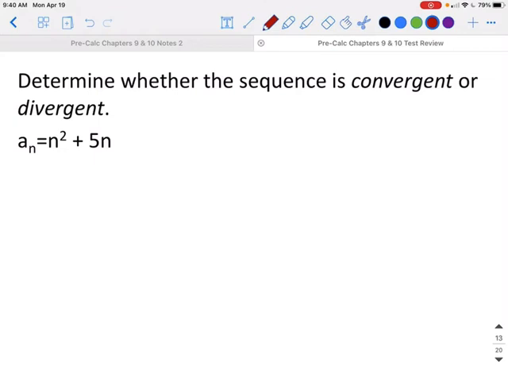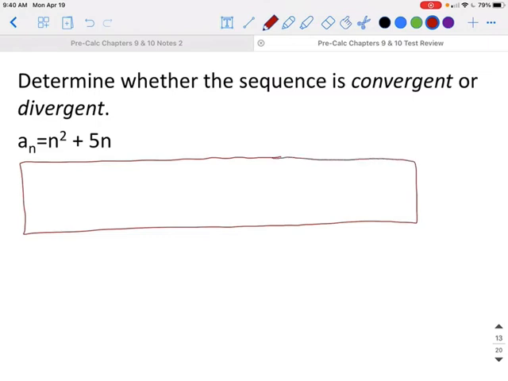For this one, we need to determine whether the sequence is convergent or divergent. Remember, to do that, you're going to need to make a table, and you're going to see what happens to these values. Because this is an explicit formula, you can put this explicit formula into your calculator. And then after it's in the y equals, you can go to your table by hitting second graph, and you can see what those values are.